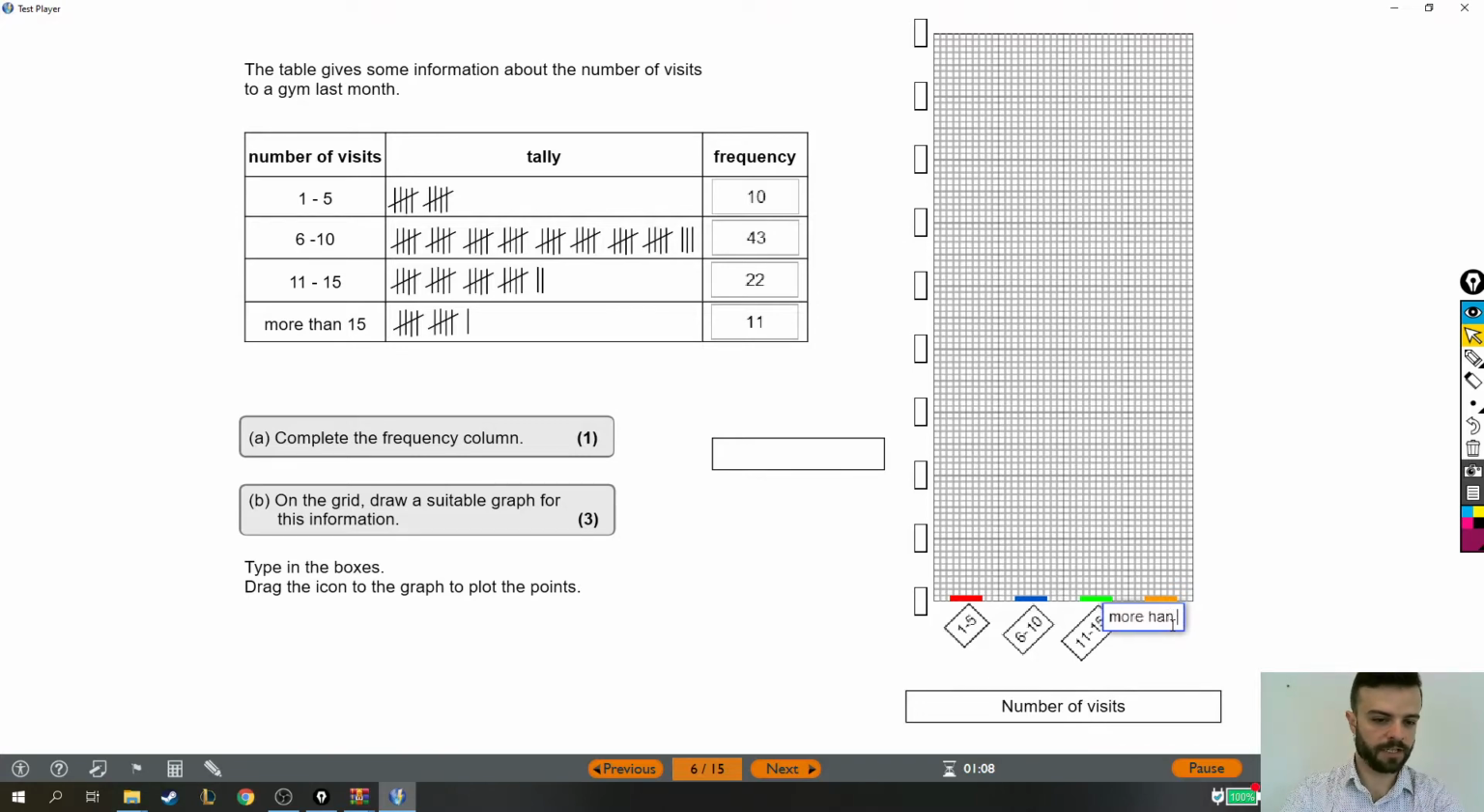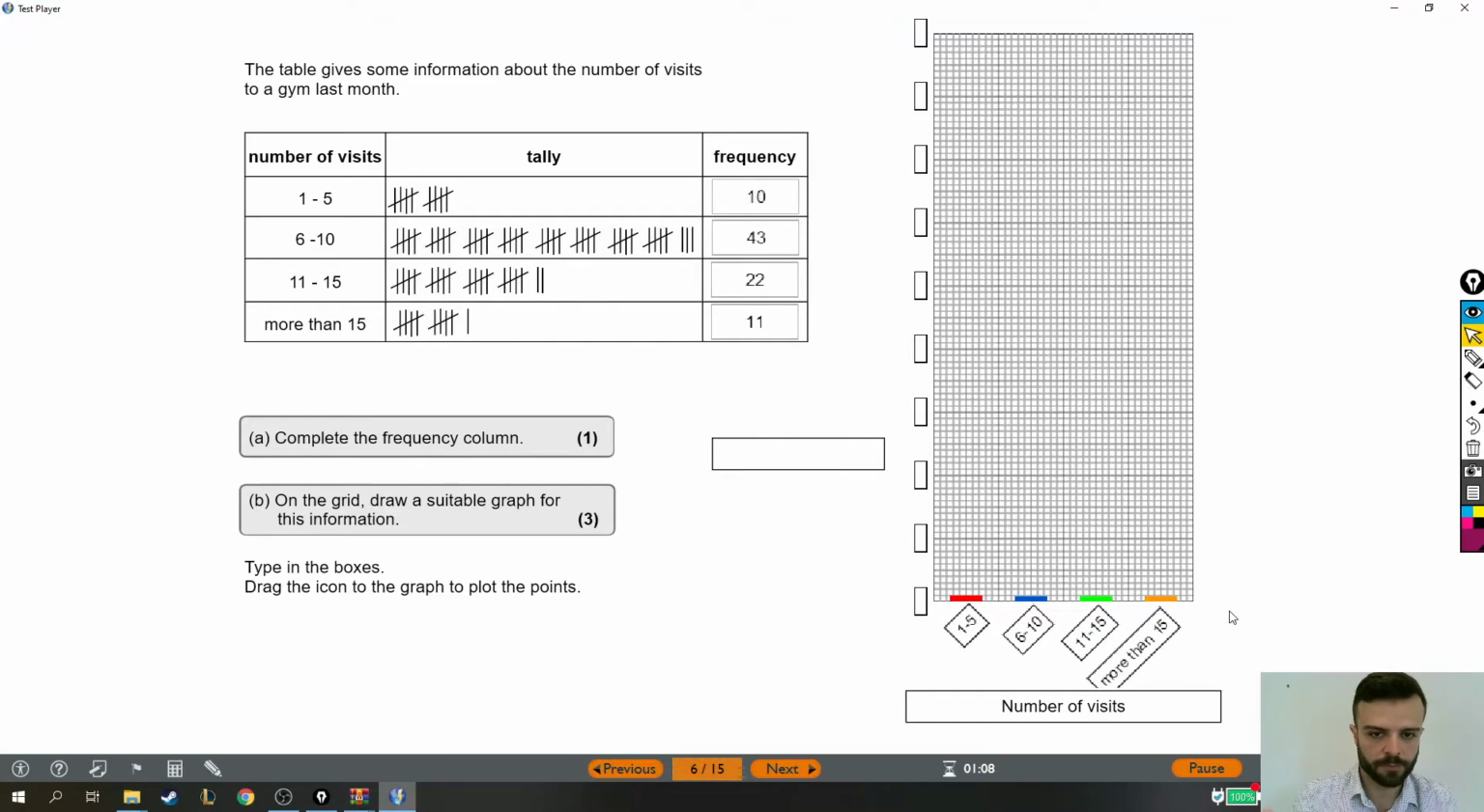And you can type more than 15. Or if you wanted to, you could say like 15 plus. They're quite forgiving, just to make sure you don't have to do too much typing. As long as you get the idea that that's the column that represents more than 15, it's fine. But I'll type the whole thing in there.